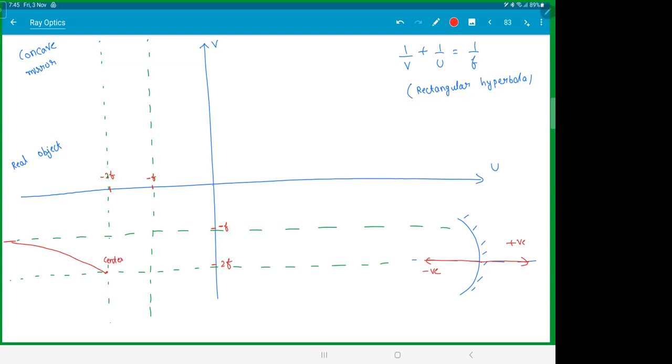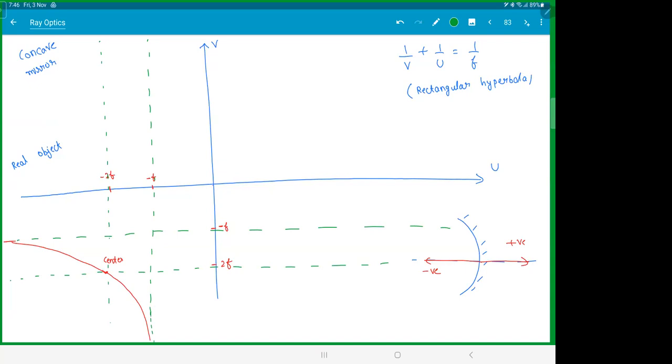So at this point, U is 2F and V is also minus 2F. If you go towards focus, when the object U becomes minus F, the image goes to infinity. So from here, the graph will go like this. Understand this? When U goes to minus F, V will go to infinity.